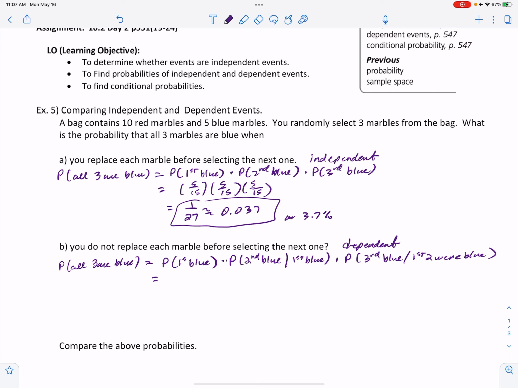The first being blue is 5 out of 15. You don't replace, so now there's only 4, and there's only 14 in the bag. And then lastly, there's only 3 to choose, and there's 13 in the bag. If you multiply that out and simplify it, it's 2 over 91, which is about 0.022 or approximately 2.2%.